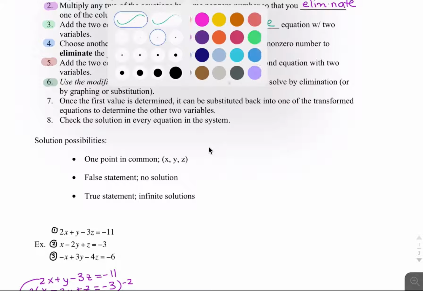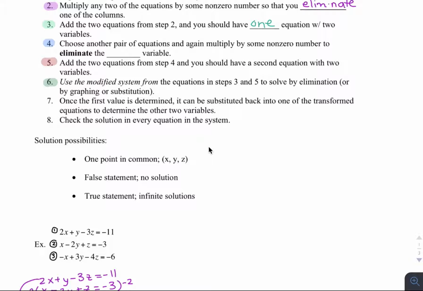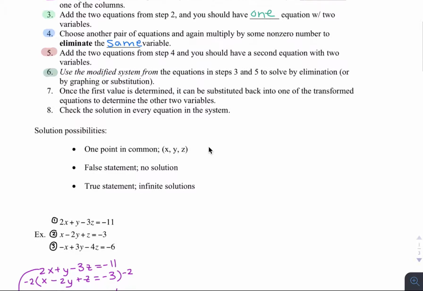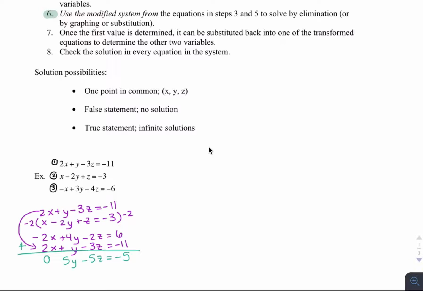Now we're on to step 4. Choose another pair of equations and again multiply by some non-zero number to eliminate the same variable. So that part's important. Since we eliminated x's, I have to pick two more and eliminate x's again. Well, I've already used equation 1 and 2, so I have to use equation 3. Negative x plus 3y minus 4z equals negative 6. But for my second equation, I can use 1 or 2. It doesn't matter. I'm going to go ahead and use equation 2. X minus 2y plus z equals negative 3.